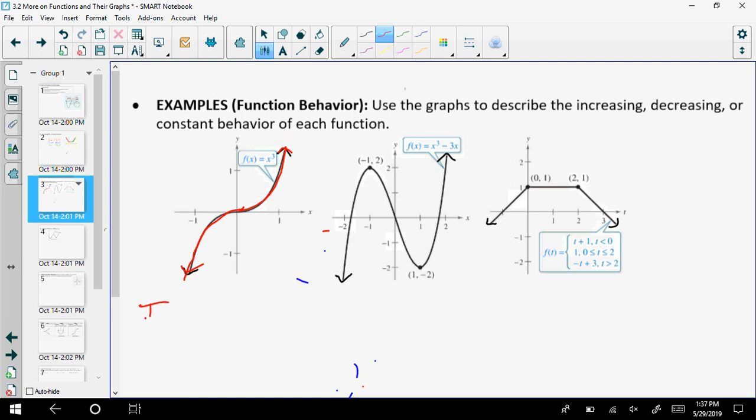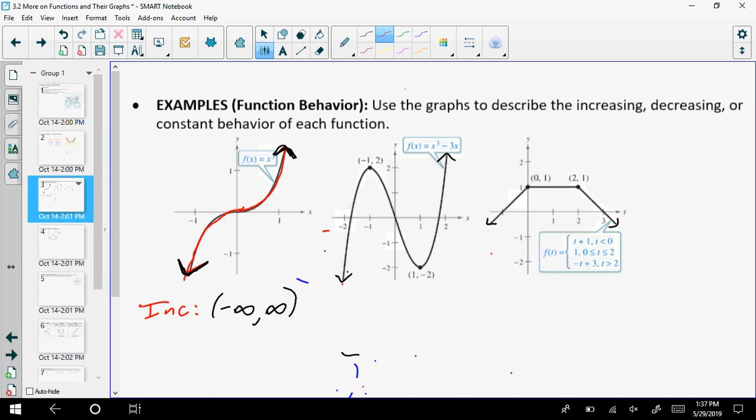So what we would say is we were increasing, well, from what x to what x? Because this graph keeps going on either end, we would say we're increasing forever, from left to right. Keeps going. Okay, let's look at the next one.